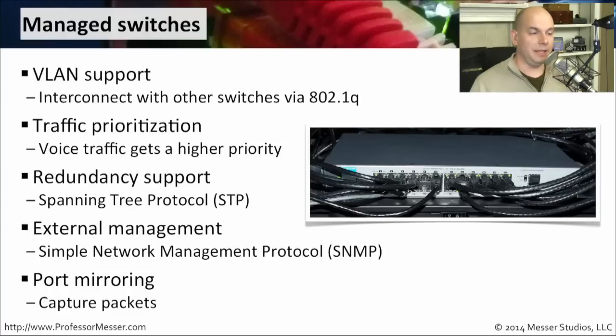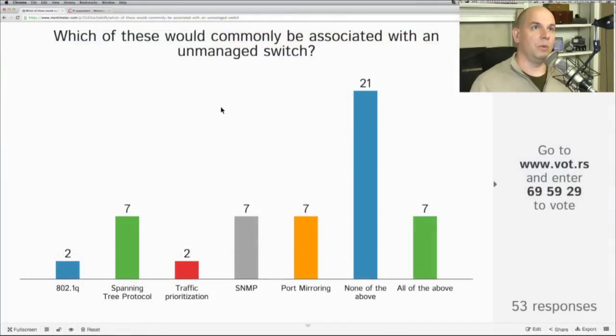So a good idea. So let's go back. Now that we're thinking about that, let's go back and look at the answer to what we were looking at, which would commonly be associated with an unmanaged switch. Well, 802.1q, that's managed. Spanning tree is managed. Traffic prioritization managed. SNMP managed. Port mirroring managed. The 21 of you that said none of the above were absolutely correct.